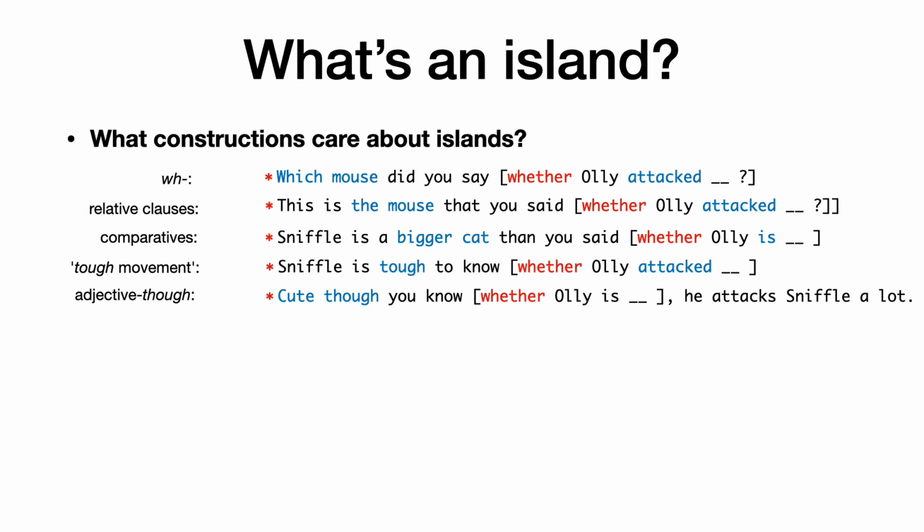Sniffle, it is tough to know whether Ollie attacked, right? So another way to paraphrase this is, it is tough to know whether Ollie attacked Sniffle. This is a true sentence. My cats fight each other all the time, and then they play and they snuggle, and there's no evidence that they got into a fight, and I don't know who attacked who. This is a true sentence, right?